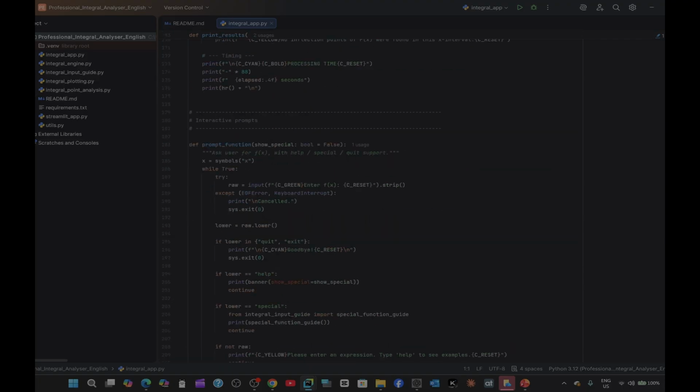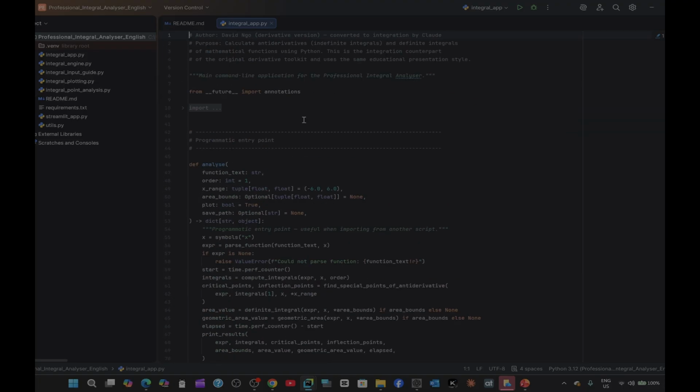This requires a little bit of explanation because this is the application in Python. I call it Integral F. It has considerations for the integral POI, an engine to run, an input guide that shows you how to put in input, and a part that shows how to draw the graph. Then there is the integral point analysis, which gives the result.